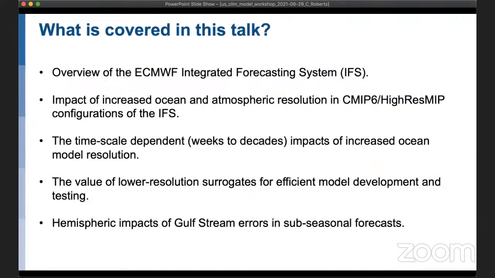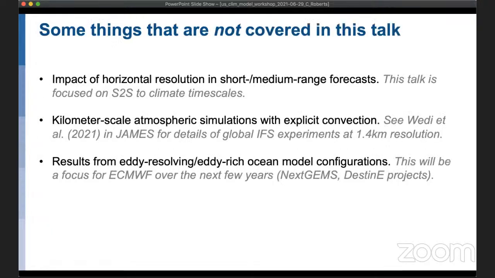So I'll touch on a few different topics today, including a quick overview of our coupled forecasting system, a summary of the impacts of ocean and atmospheric resolution from climate simulations we did for HighResMIP, the timescale dependence of these impacts with a focus on the ocean, and a short note on the continued value of lower resolution models, even as we move towards higher and higher resolution configurations. And I'll finish with some results on a recent study showing the impacts of the Gulf Stream in our subseasonal forecasts. A couple of things I won't talk about.